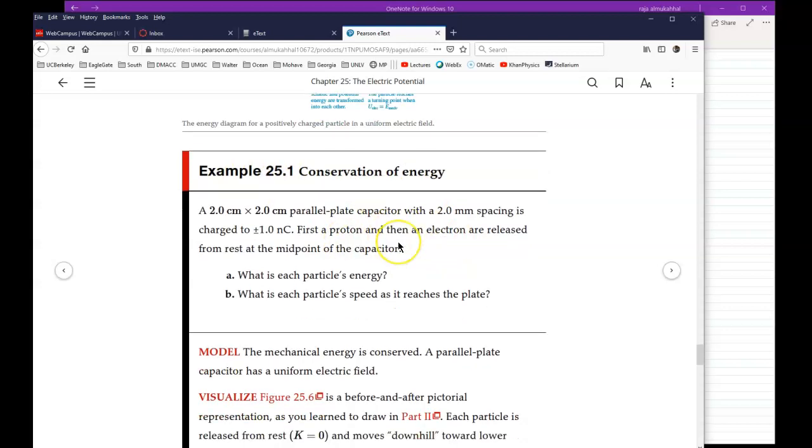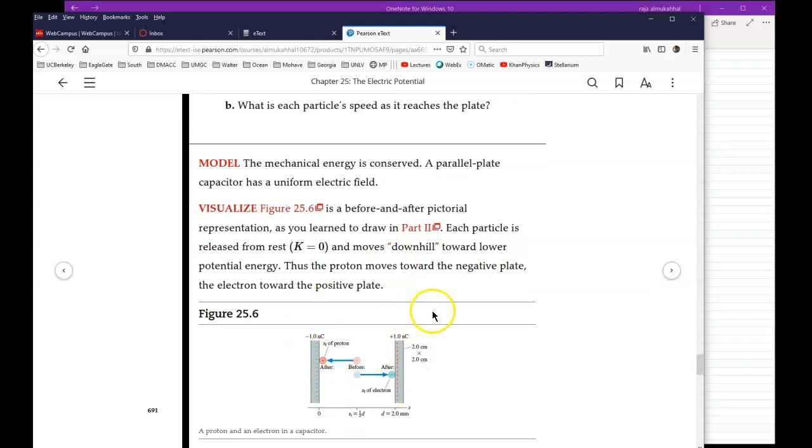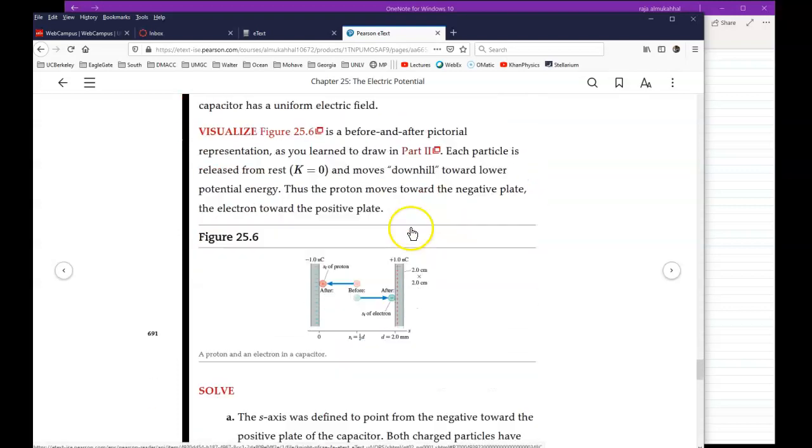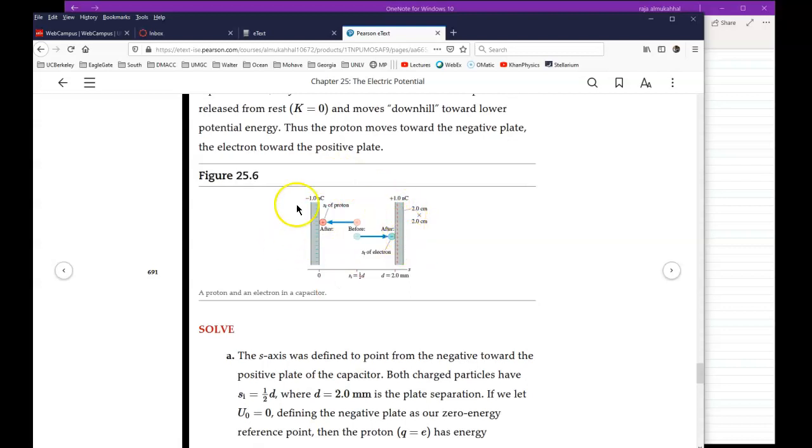It's a pretty simple example. There is a picture associated with it right here. Let's read it. He says a 2 by 2 centimeter, which is basically the area, parallel plate capacitor with 2 millimeters spacing is charged to plus or minus 1 nanocoulomb. So there we go. You have the two plates here, positive and negative. They are both charged to 1 nanocoulomb. This is the positive terminal. This is the negative terminal. And the distance between them is 2 millimeters in thickness, okay?